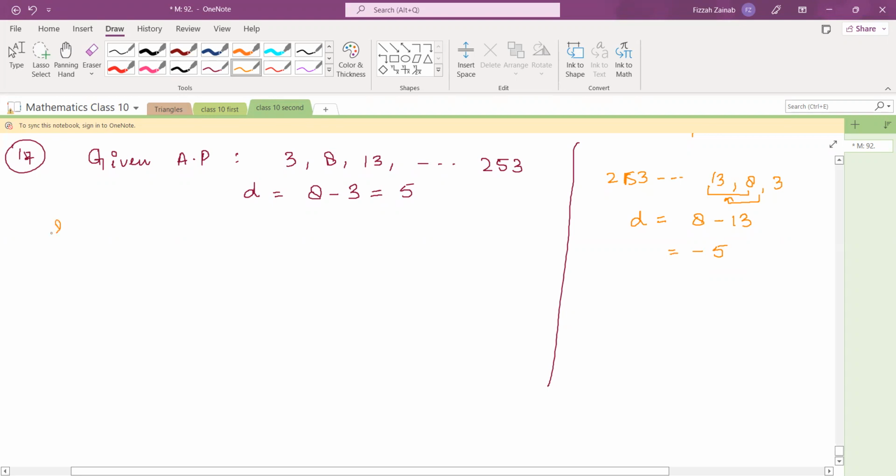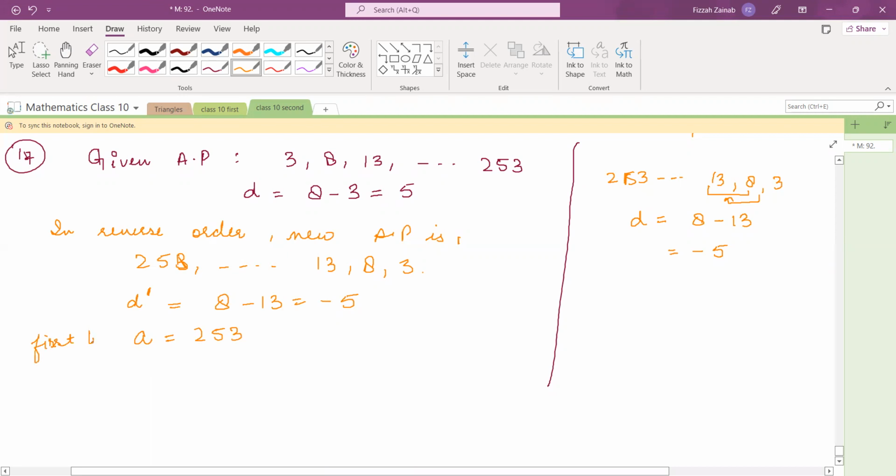So A is going to be 253. You can write it in the reverse order. The new AP will start from 253, and then you know the last terms, no problem here. The new D, which you can call D dash, not D this time, will be 8 minus 13, that is minus 5. Understood? And the first term is 253 because you're starting from here. So first term is A.